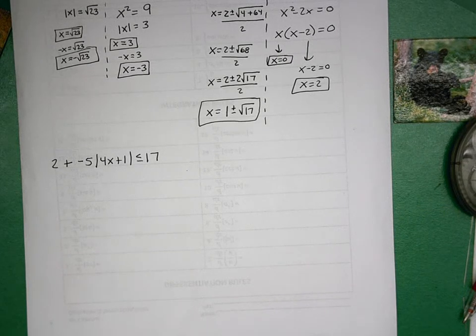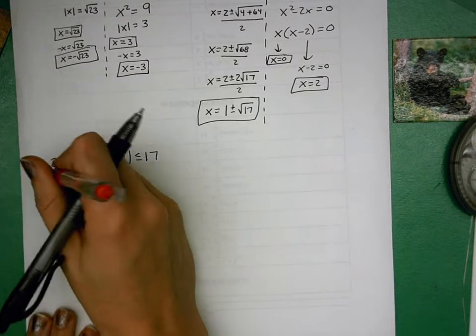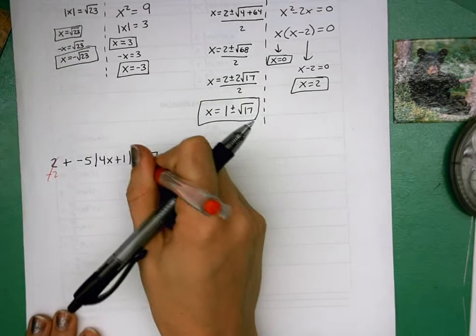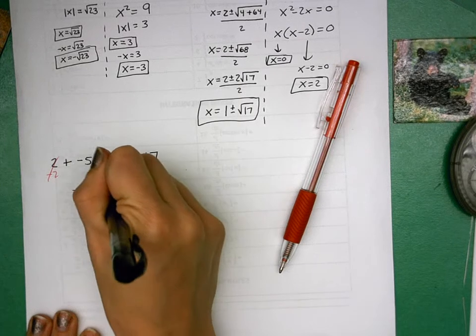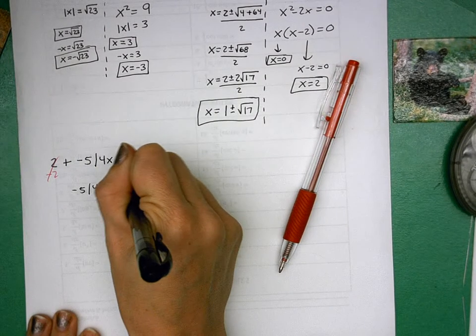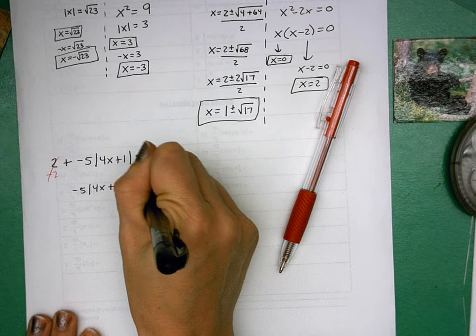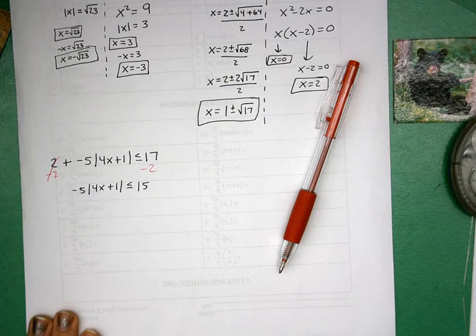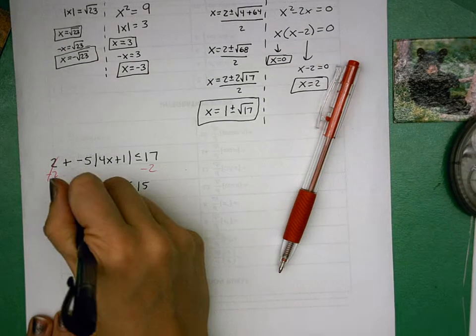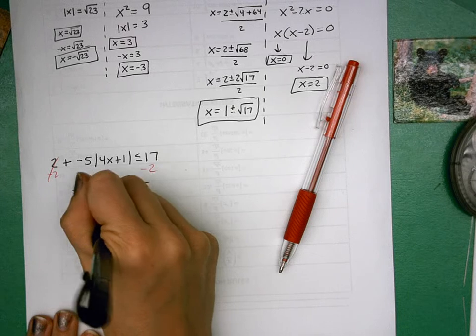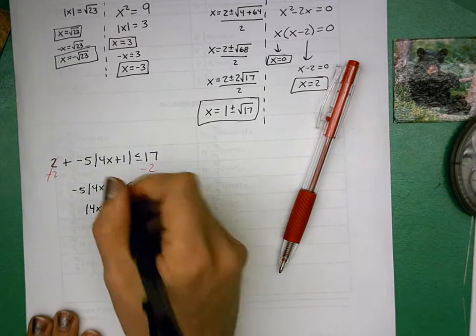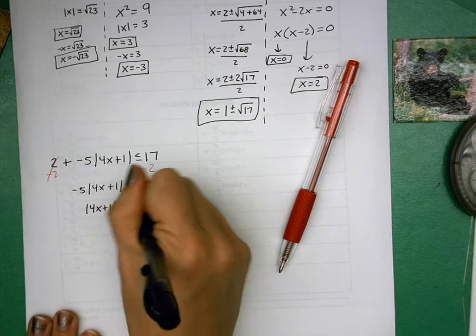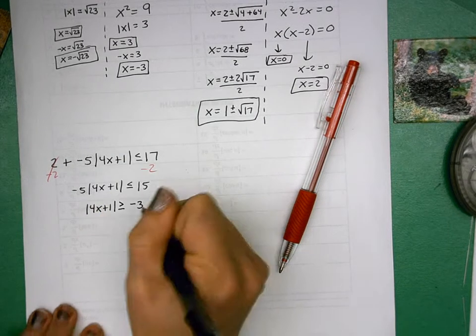Okay, so I'm going to go ahead and isolate the absolute value. Let's subtract the 2 over. We get negative 5 times the absolute value of 4x plus 1 is less than or equal to 15. And then if I divide the negative 5 over, we get the absolute value of 4x plus 1. Now remember, when you divide by a negative, you have to flip the sign of that inequality. 15 divided by negative 5 is negative 3.